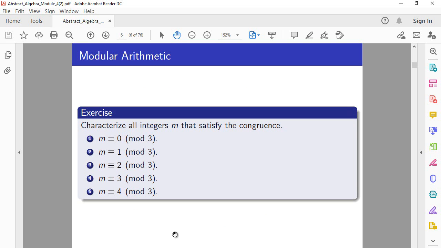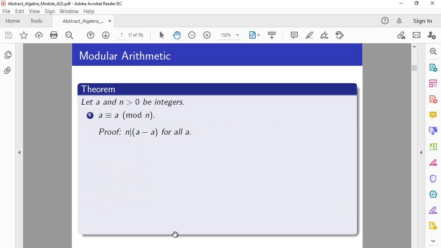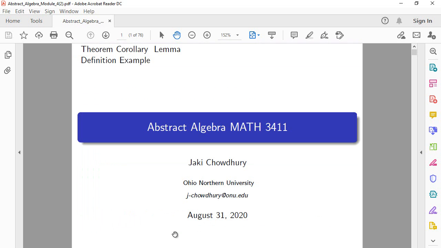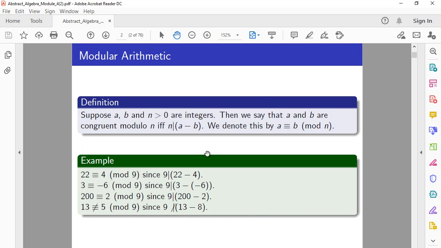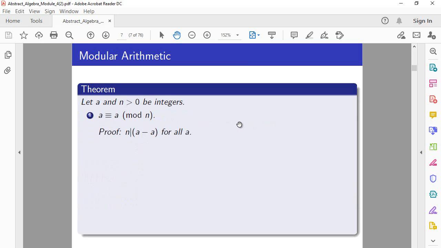Here's a set of exercises which is similar to the one that we just did. Okay, so now remember the definition of the congruence. We said that we are defining a relation on the set of integers. We are saying that a is related to b, or a is congruent to b mod n, if and only if a minus b is divisible by n. n is called the modulus here. So the question is: is this relation an equivalence relation? And the answer is yes.